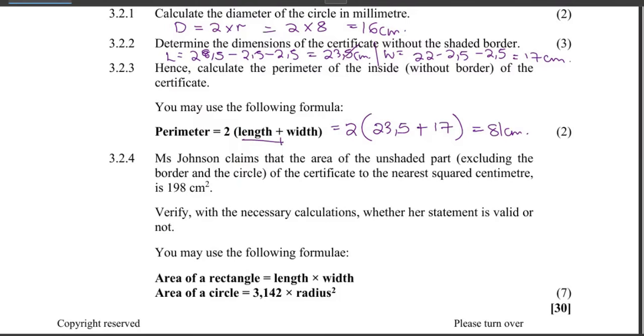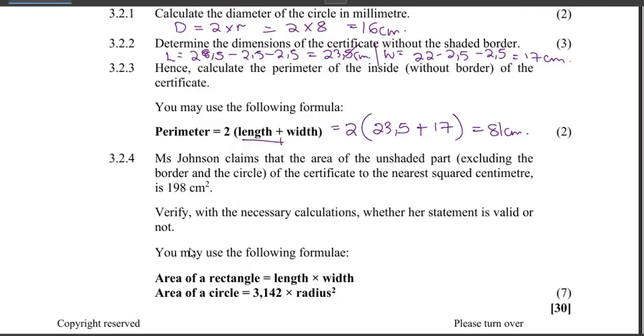This is paper 2. Okay, Mrs. Johnson claims that the area of the unshaded part, excluding the borders and the circle of the certificate, to the nearest squared centimeters is 198 centimeters squared. Verify, showing all calculations.